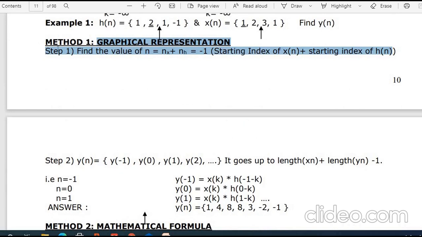To solve the problems related to the graphical presentation, students, there are certain steps we need to follow. The first step is that we need to find the number of samples: N equals N of x plus N of h minus 1.